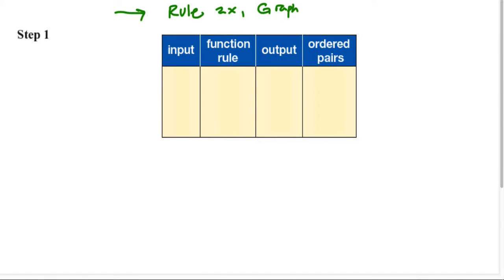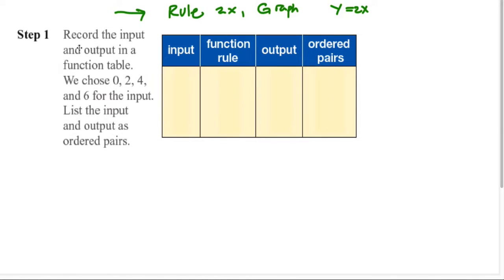Okay, so remember, we talked about this. In our input, the input will always be x. The output will be y. So our function will be y is equal to 2x, where 2x is our function rule and y will be our output, x will be our input. So first things first, step number 1, record the input and output in a function table 0, 2, 4, and 6. List the input and output as ordered pairs.